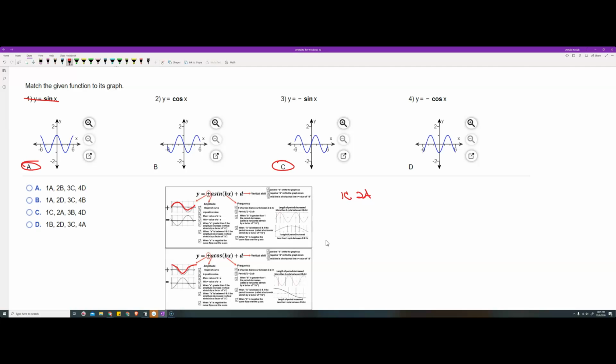All right, negative sine. So negative sine right here dips down and then up. So that would be B. So 3 is going to go with capital B. And then that means that 4 goes with D by process of elimination. Okay, and here's what a negative cosine looks like. So 1C, 2A, 3B, 4D, our solution is C.